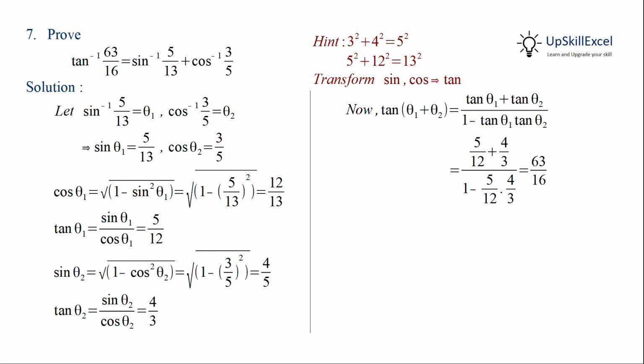Taking tan inverse on both sides, we get theta 1 plus theta 2 is equal to tan inverse of 63 by 16. Theta 1 and theta 2 we can substitute from our assumption to get tan inverse 63 by 16 is equal to sin inverse 5 by 13 plus cos inverse 3 by 5.